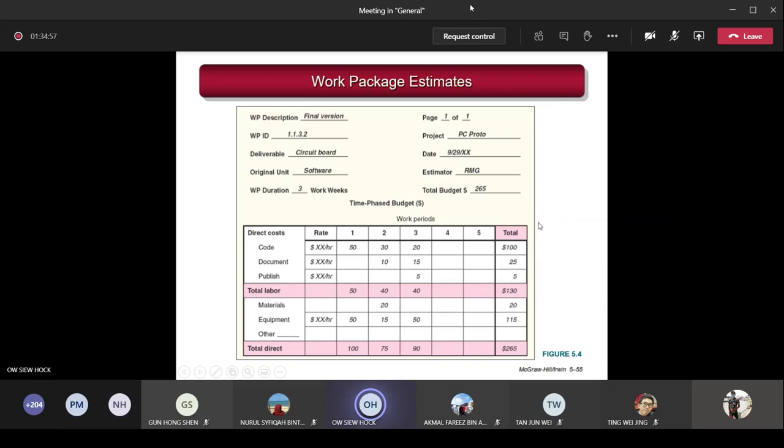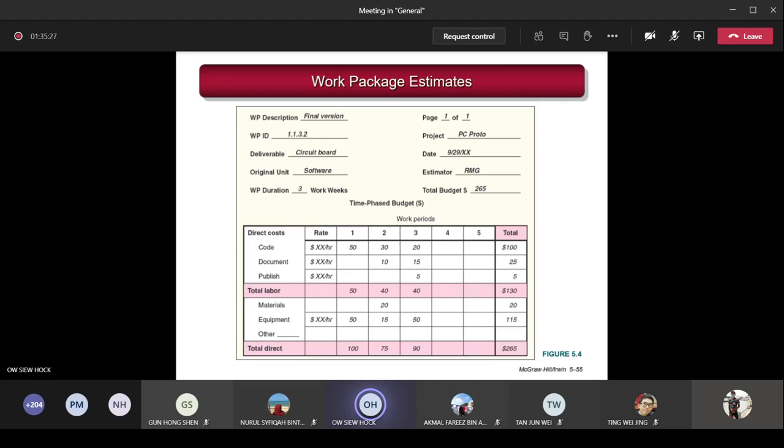You have to do these WP estimates. So you break down your WBS or PBS to the lowest level, which is called the WP, and you allocate the time and cost for this WP. Understand? So you break down into the salary of the person doing this WP, and the equipment and material costs to help this person finish this task, and then you sum up. That is the cost, budget and time required for finishing one WP.